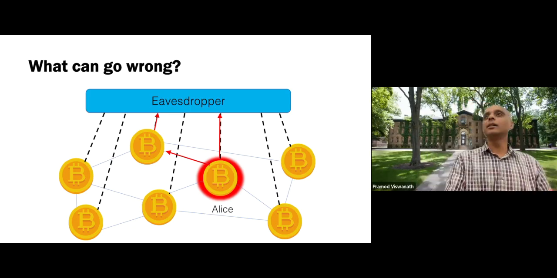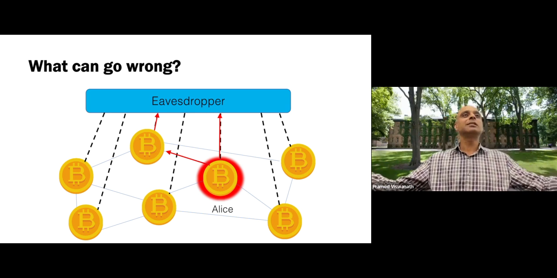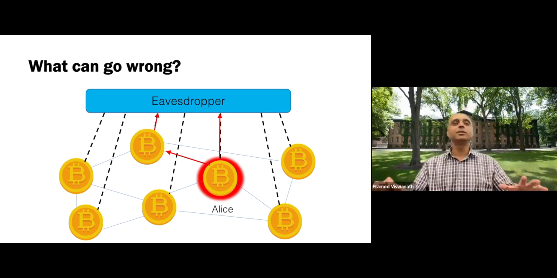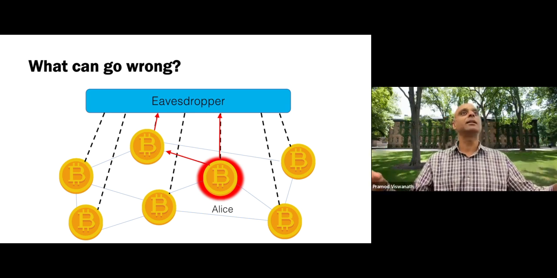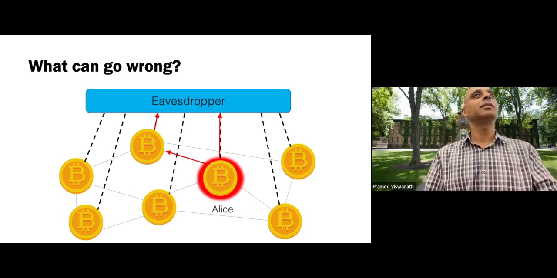I gave an analogy to epidemics. This is like finding what one calls in an epidemic patient zero, the source of the epidemic. The eavesdropper has a pretty good shot at that.